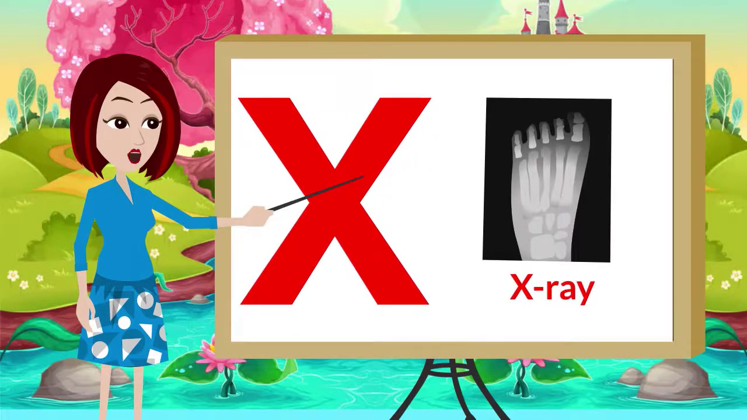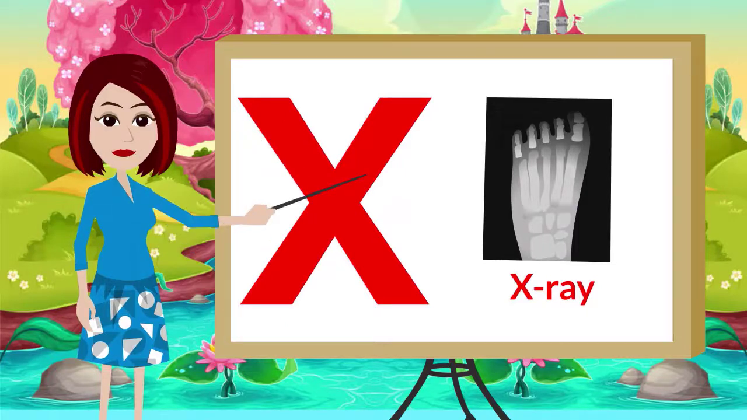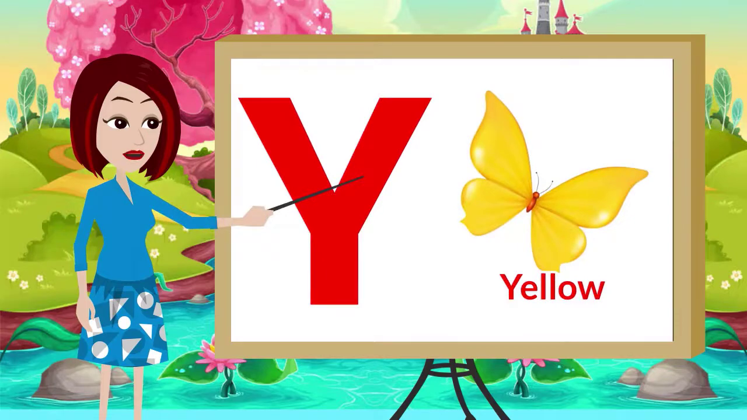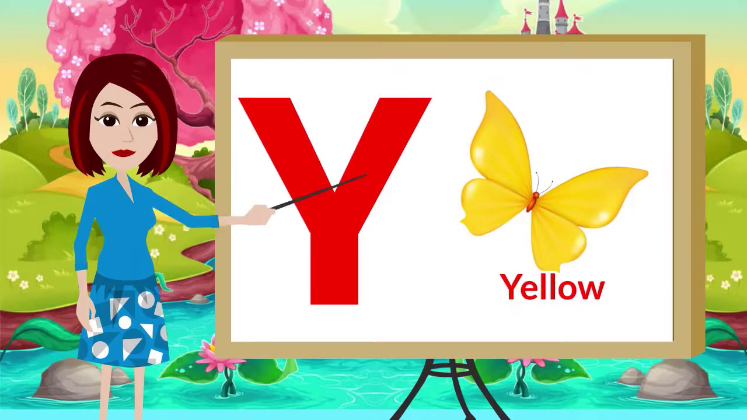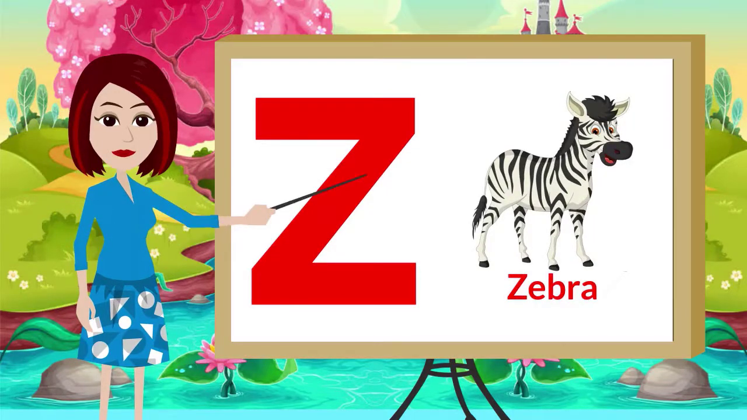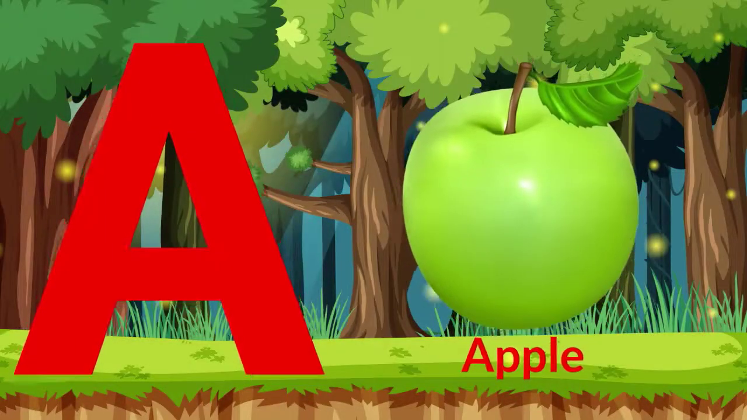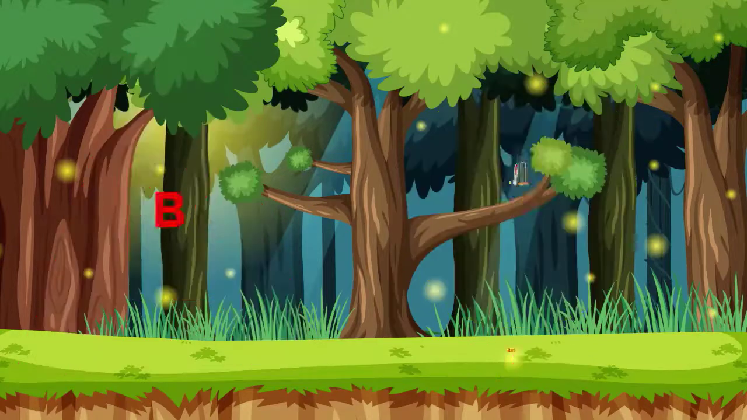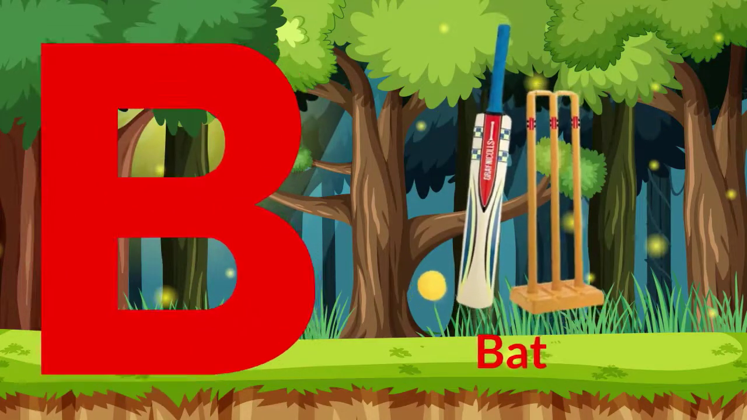X for X-ray. Y for yellow. Z for zebra. Now again, A for apple. B for bat.